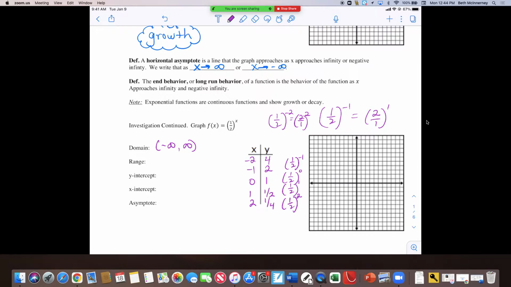Let's go ahead and plot this. So I have negative 2, 4, negative 1, 2, 0, 1, then 1 comma 1/2. Now when you're drawing your graph, make sure the graph does not touch the x-axis, and then draw a dashed line. Okay, the horizontal asymptote is a required piece. It is required on the graph, on your sketch.